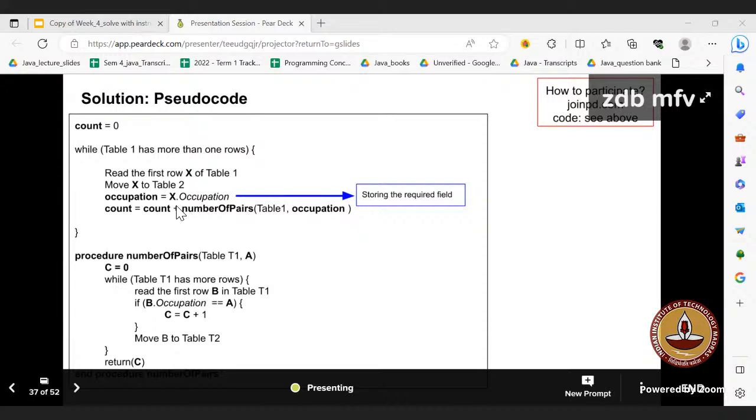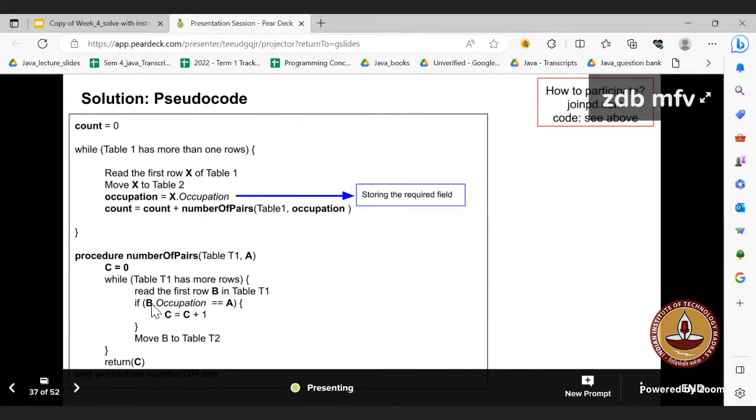That means for that row we are calling the procedure number of pairs, and we are passing table 1. Table 1 is the table after deleting the first row, and you are also passing the occupation of that first row. Inside this procedure, number of pairs, you are comparing the table 1 rows' occupation with the occupation we have passed.